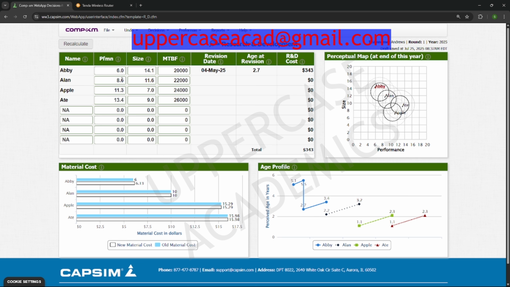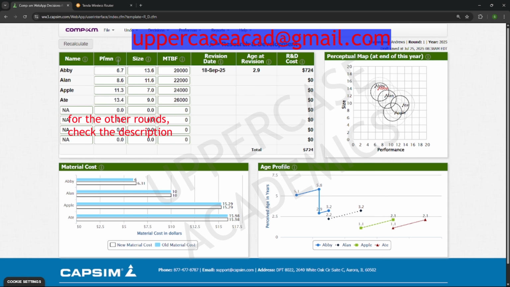So here maybe I'll give it 6.7 and a size of 13.6. Then I'll hit my calculate button. Now it's coming out in September, and that means that you see the drift rate is that it has moved very far compared to the initial one that we had tried.